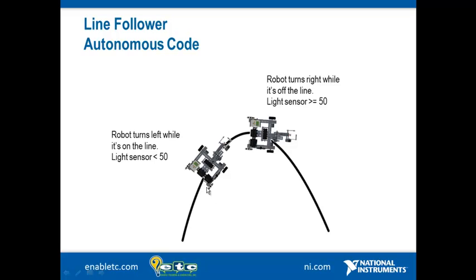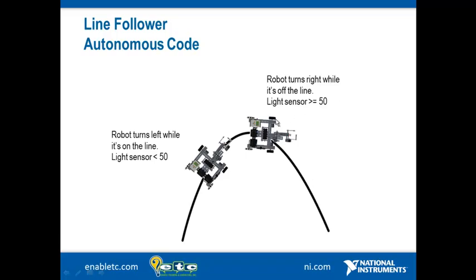Basically, what we're going to do in this code is we're going to have one of two situations. We're going to say the robot is either on the line or it's off the line. And if the robot is on the line, we want the robot to turn left. If the robot is off the line, we want the robot to turn right. And so if you were to imagine yourself as the robot following this line, you would be zigzagging approximately around the left side of this line as you followed it.